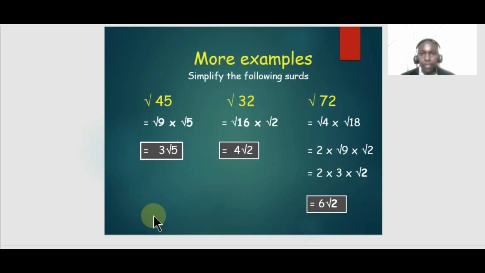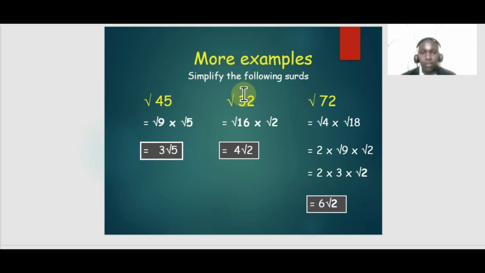More examples. Simplify the following surds. Root of 45. So break down 45 into two numbers, whereby one of them must be a square number. So breaking down, this one will be 9 times 5. So 9 is a square number. So we get the square root of 9 times the square root of 5. The square root of 9 is 3, and the square root of 5, we leave it as a surd, so the answer will be 3 times root of 5.